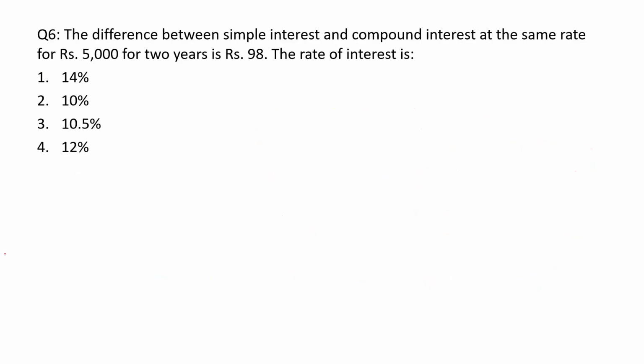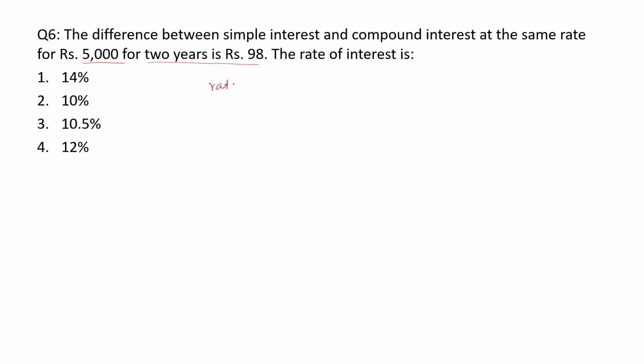The difference between simple interest and compound interest at the same rate for 5,000 rupees for 2 years is 98. The rate of interest is what you have to compute. Let's say the rate is R.